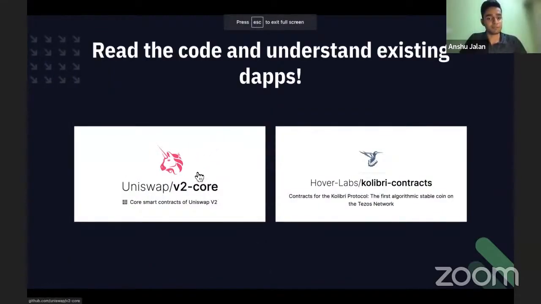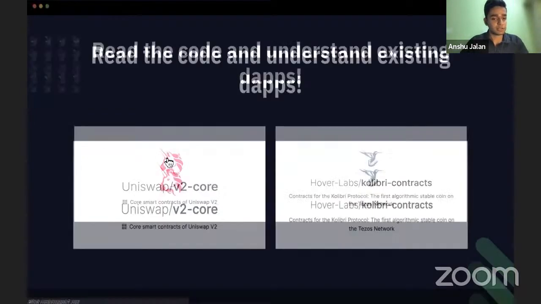So in here, I've given Uniswap once again, and Colibri. The first thing should be Uniswap. The second thing should be MakerDAO. And after that, it should be Compound. This sequence should be followed. Uniswap is the easiest to understand. Then you can go ahead and understand a stablecoin system, which is MakerDAO. I have also placed the link for the MakerDAO contracts.